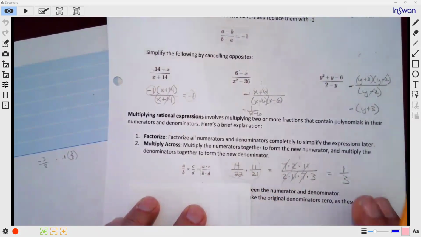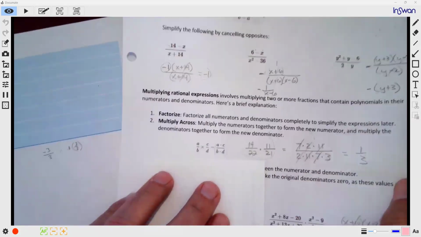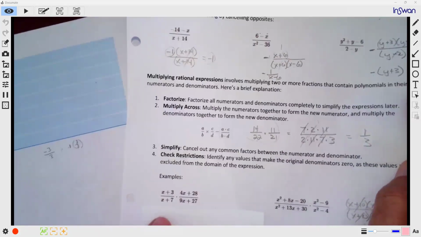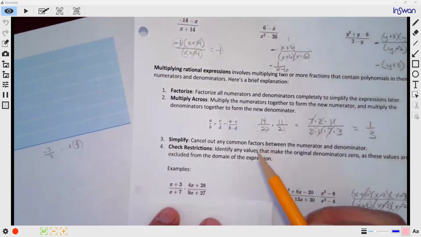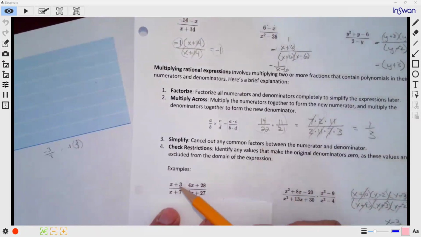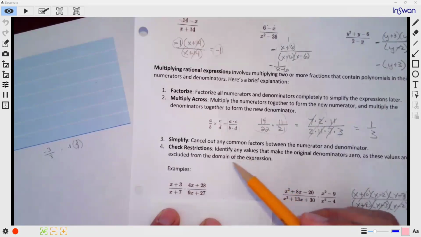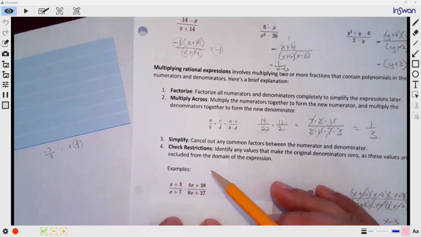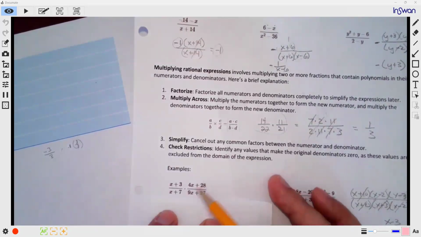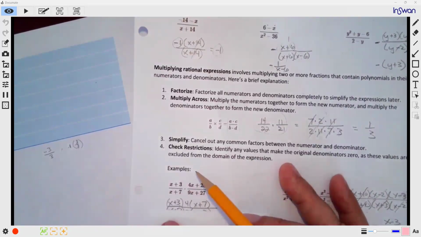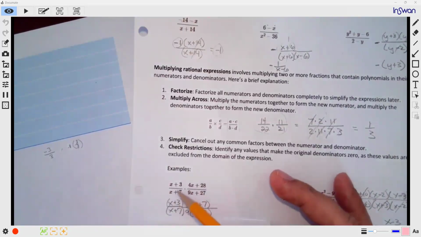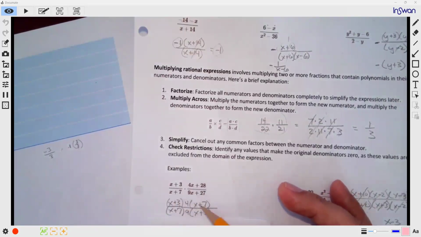Okay, so the only difference in the types of problems you're going to be doing in this section is you have to factor to turn things that are not multiplied, the x plus 3 and you have the plus sign here, turn these into multiplication by factoring and then cancel common factors. So if I factored everything, well, the x plus 3 and the x plus 7 don't factor, but I can take out a 4 and multiply that by x plus 7.